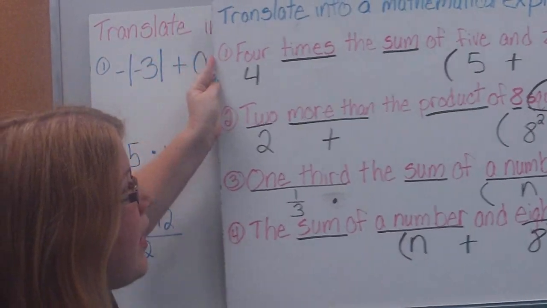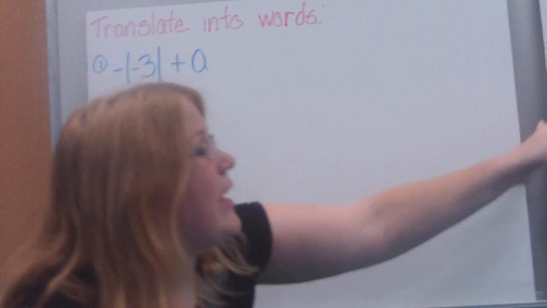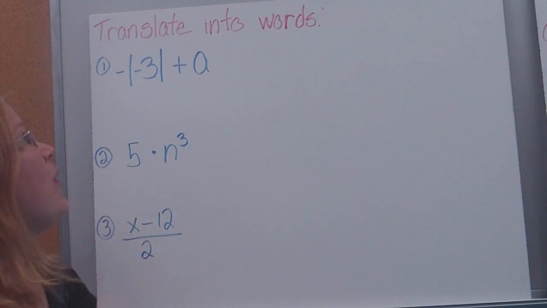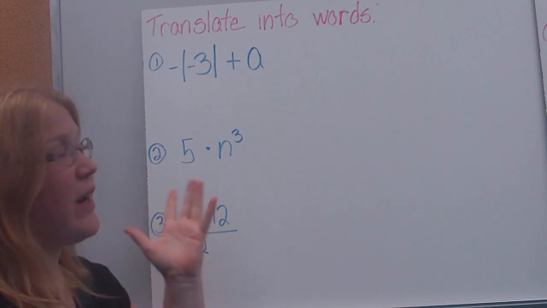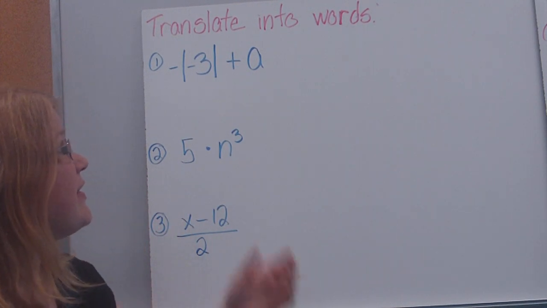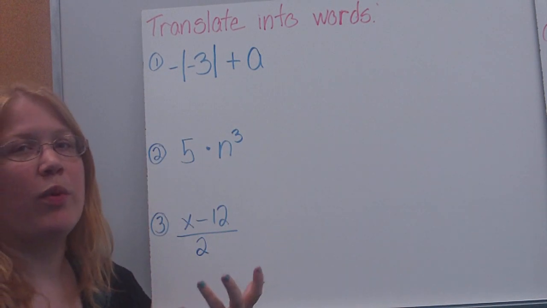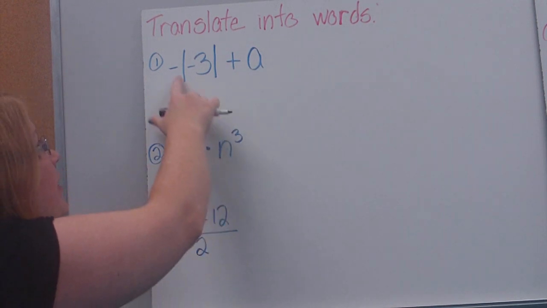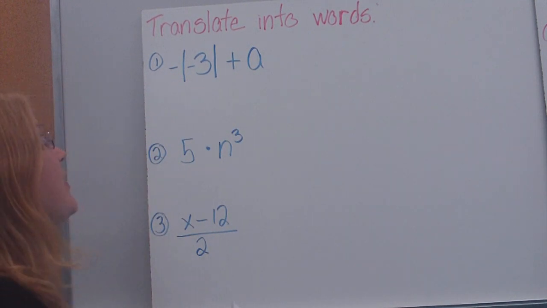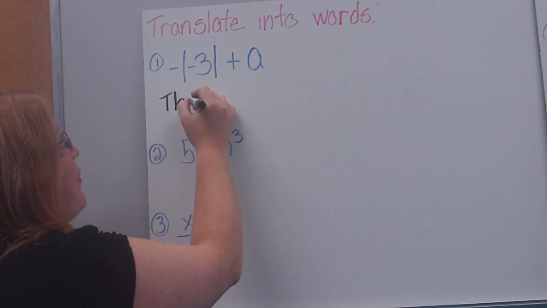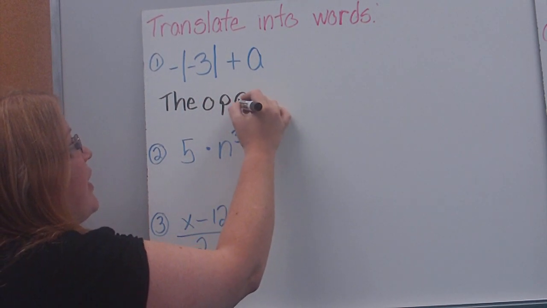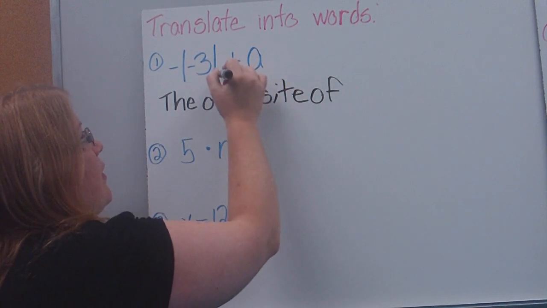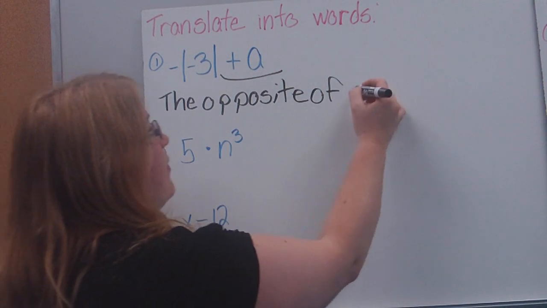Now we'll just look at a couple, which is basically going the opposite way. Here I'm going to give you this written out mathematically. We're going to translate it into a word phrase that would mean this. So basically what you want to think about is, if I were to read this out loud, what would it sound like? So if you'll recall, these lines mean the absolute value. If I have a negative here, I could read that as the opposite of. So what I would say here is the opposite of the absolute value of negative 3. Then take a look at this, plus a.